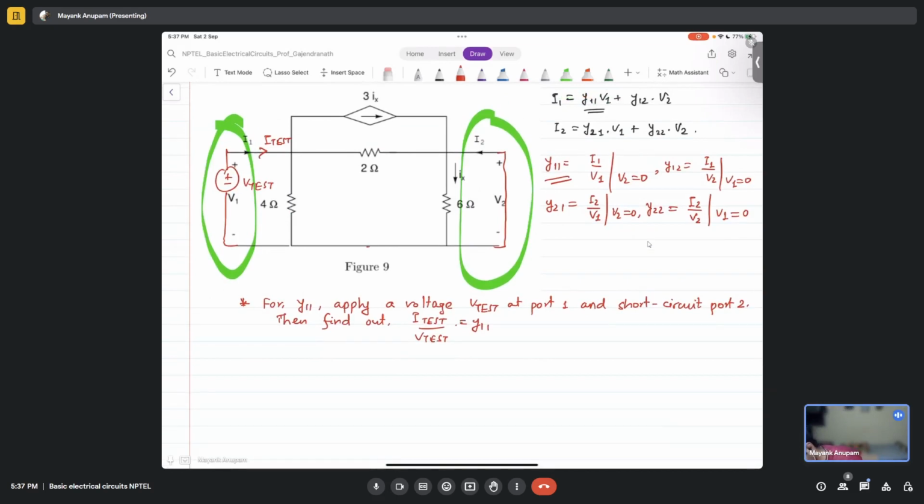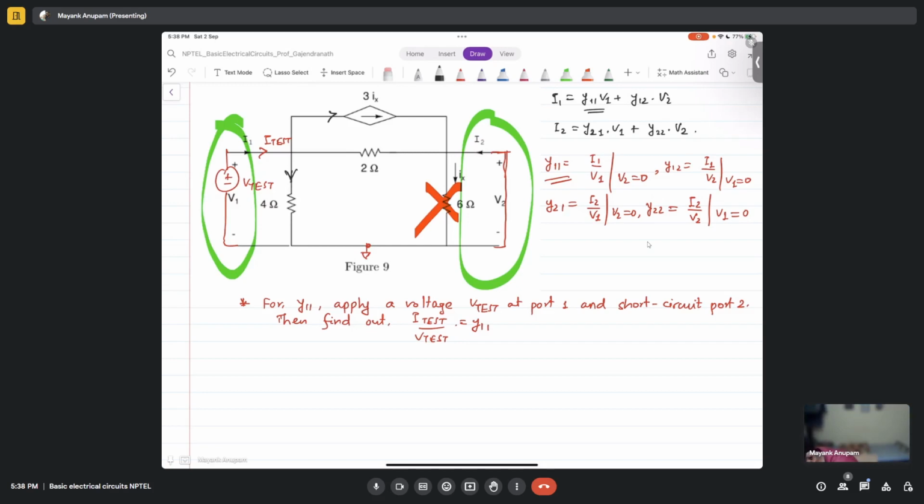Now let's assume that this is our reference, okay? If this is shorted, what happens to the 6 ohms? It will be neglected, sir. Correct. It will be as good as not being there. I do not care about it. So now we have this I test entering into the 4 ohm load. This 3 Ix, and by the way, what will be Ix?